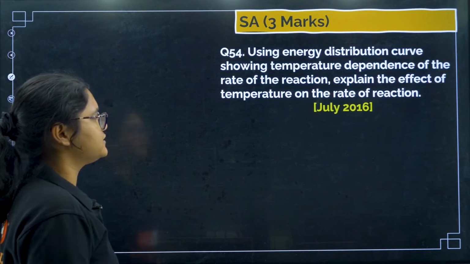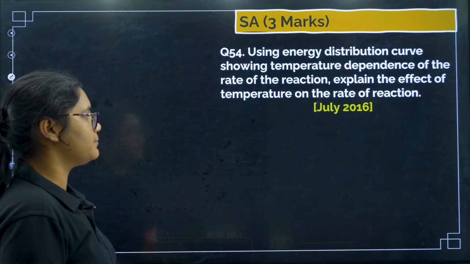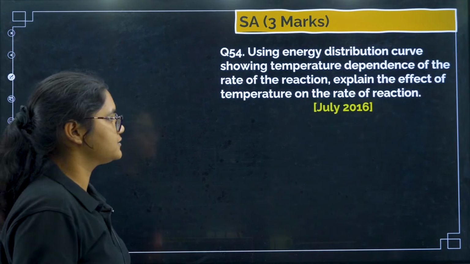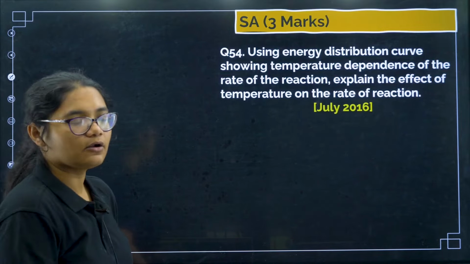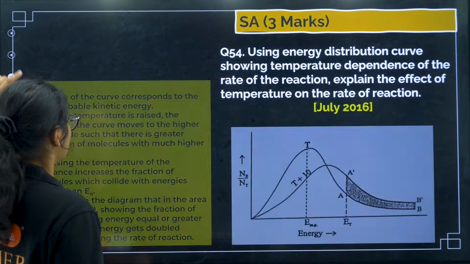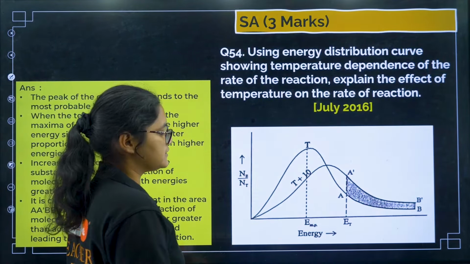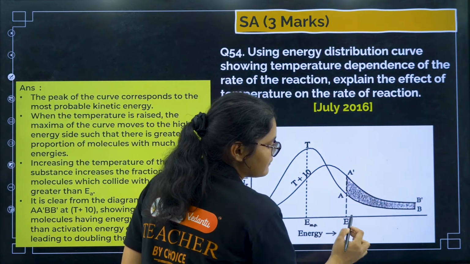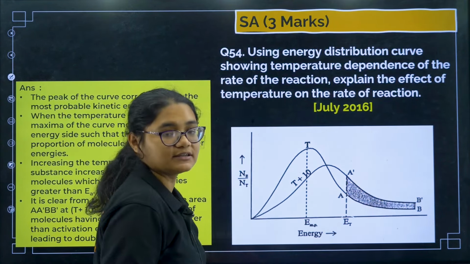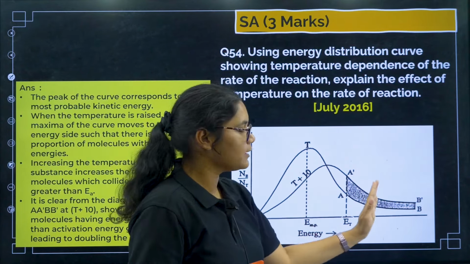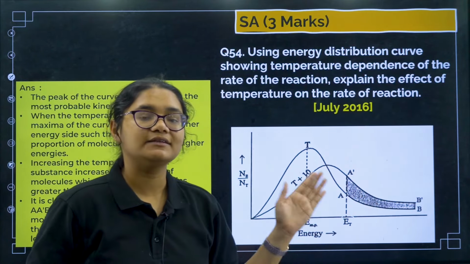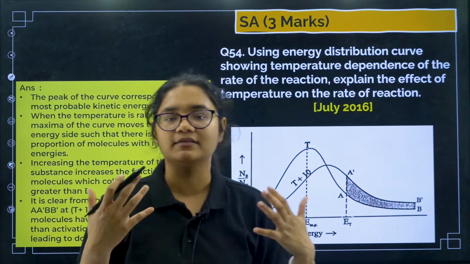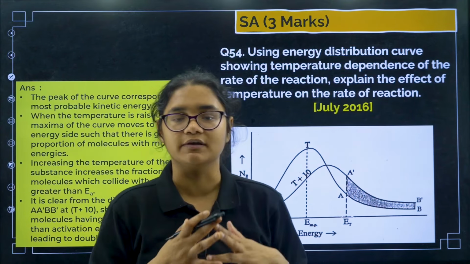Next, using the energy distribution curve, show the temperature dependence of the reaction. Explain the effect of temperature on the rate of the reaction. So here you have to draw the Boltzmann distribution curve. You can see, as you increase the temperature, the number of particles having energy more than the threshold energy increases. So more particles can participate in the reaction, and the rate of the reaction will increase.